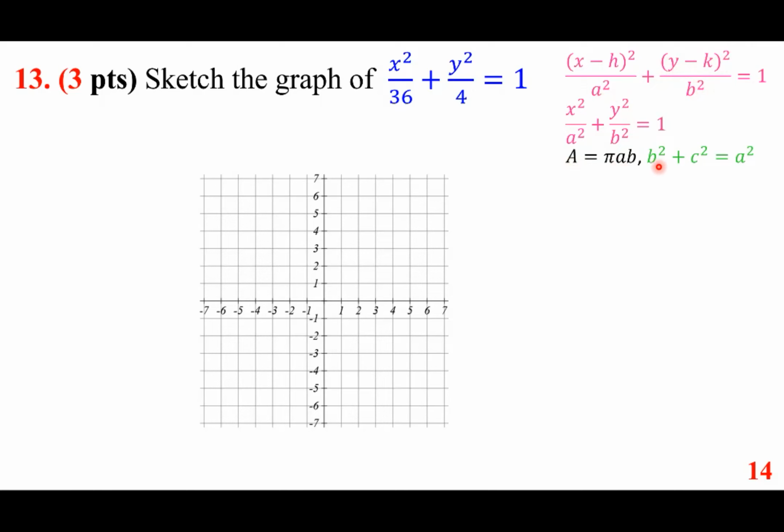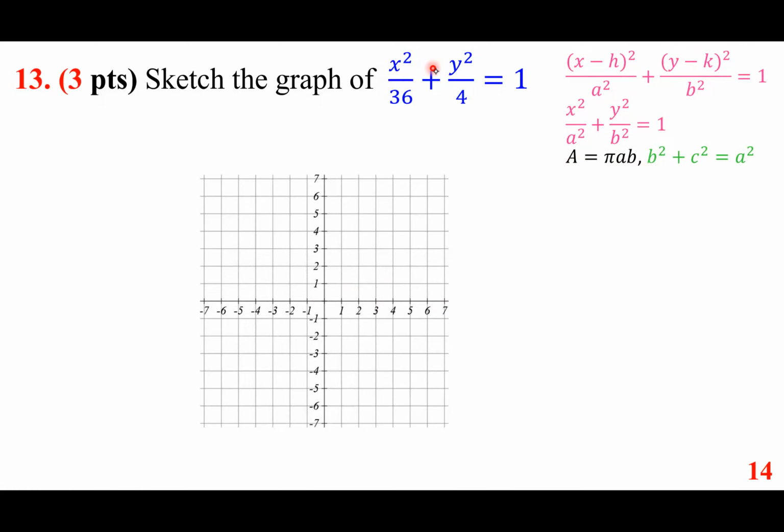Area is pi times ab, and b squared plus c squared equals a squared. It follows the Pythagorean theorem, where c represents the distance of the center from each focus. And if A is larger, that means it's elongated along the x-axis in this format. If B is larger, you're going to interchange A and B.